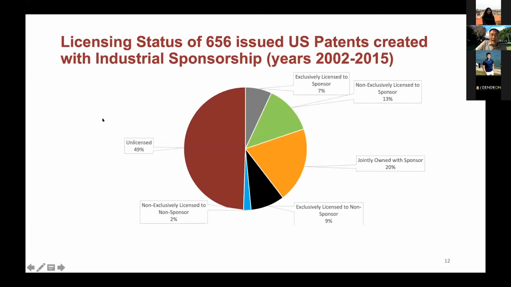For the license status of 656 issued US patents created with industrial sponsorship, this is between 2002 and 2015, so it's about 13 years. Before I said 10, roughly about a 10-year period. And so almost 700 US patents were created with funding from industry, from the companies.